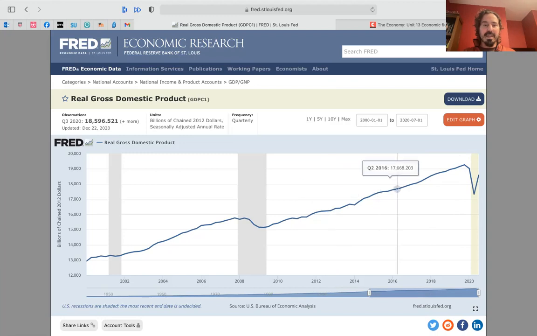Okay, so you can make graphs like this from the FRED data set at the Federal Reserve. I just wanted to show how you could create those for the United States data.